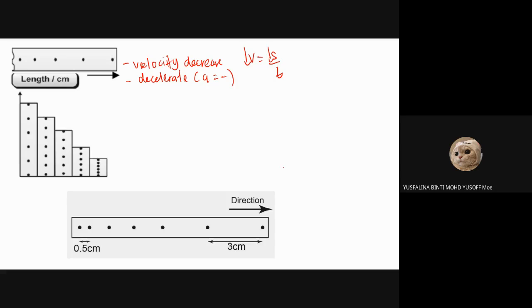Remember to use the formula A is equal to V minus U divided by T. So you have to find V first, then U, and also T. Remember, for the time of the acceleration you have to jump from one tick to another tick. So it's different if you want to calculate the velocity. For velocity, S over T, you have to calculate how many ticks in one tick.